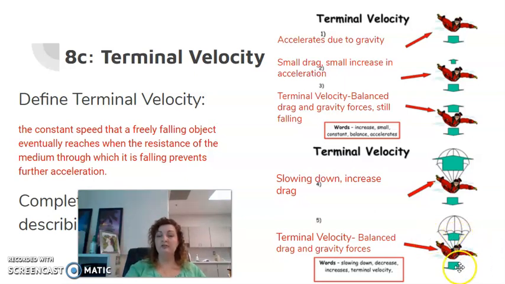So our drag force is going to equal our downward force from acceleration due to gravity. All of it's going to balance, and we're going to reach a new maximum speed moving down with no further acceleration. And that's called our terminal velocity. And that's going to be our final stopping point for when we finally land on Earth.